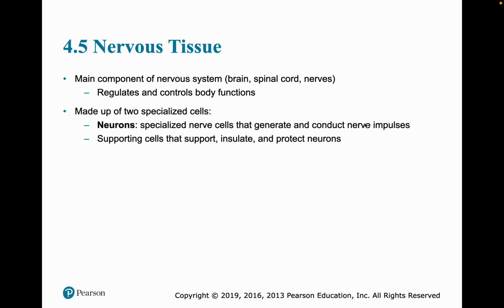Nervous tissue is the main component of the nervous system. The brain, spinal cord, and nerves regulate and control body functions. It's made up of 2 specialized types of cells. The first, the one that gets most of the press, the neurons, are the specialized cells that generate and conduct nerve impulses. While there are supporting cells that are going to support, insulate, and protect neurons, those supporting cells are known as neuroglia.